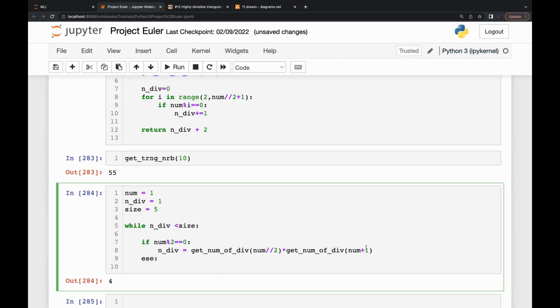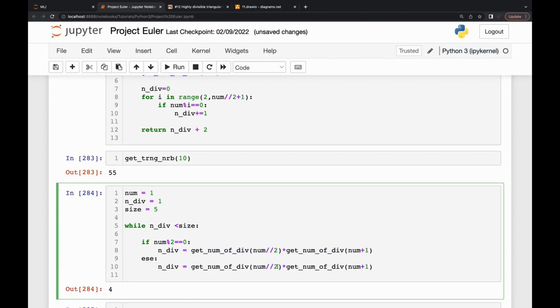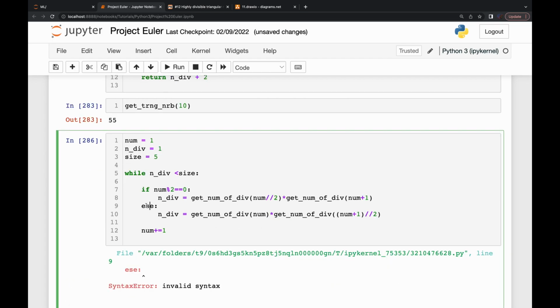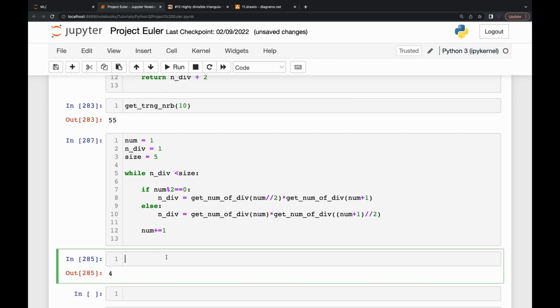Okay, so let's copy this. It will be like num multiplied by num plus 1. I have to get another bracket here, divided by 2. Okay, and then increment number plus equal to 1. Okay, this is else. Now I gave the size as 5, and let's see what num came.